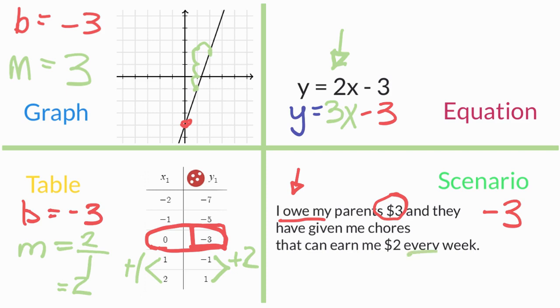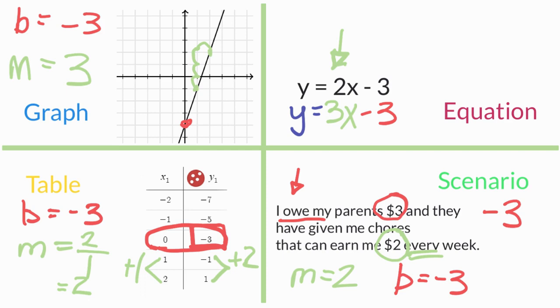But luckily, they've given me chores that I can earn $2 every week. Okay? Pay attention to words like every or per. This is always going to give it away that that's the rate of change, or in this case, the slope. Okay, so here I have my slope is 2, and my y-intercept is negative 3. So all of these matched our equation here, except for our graph. It had the same y-intercept. The only difference was that it had a slope of 3 instead of 2.